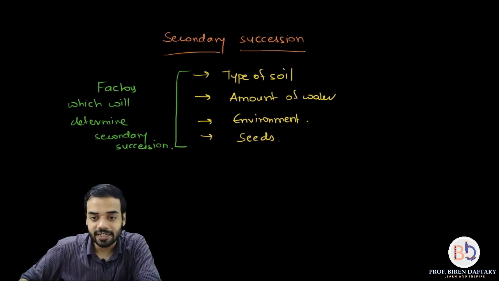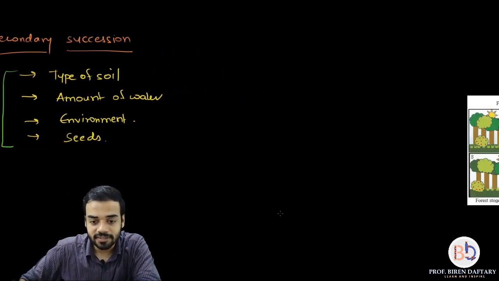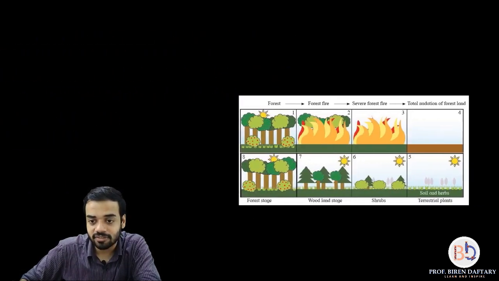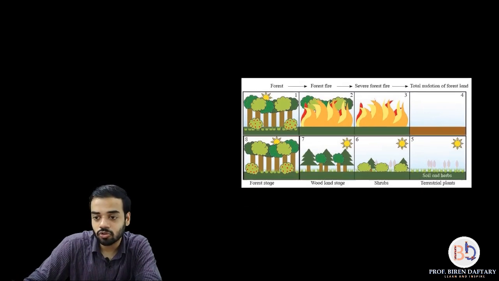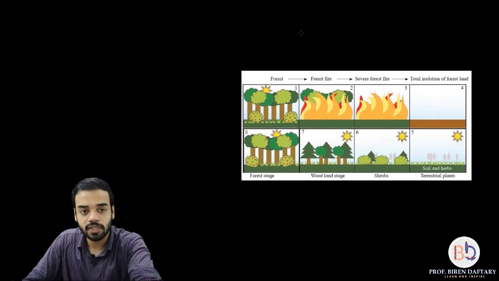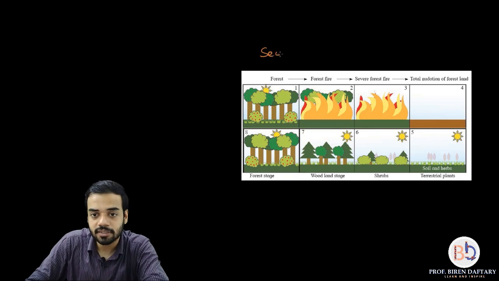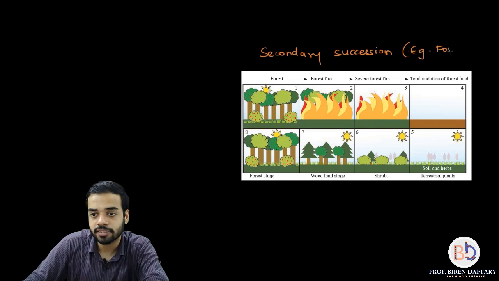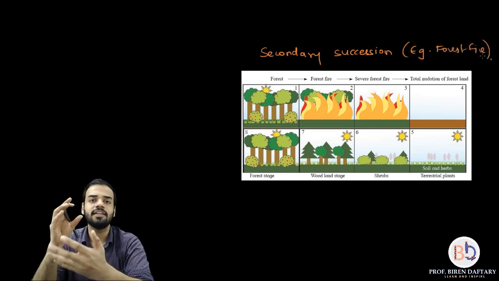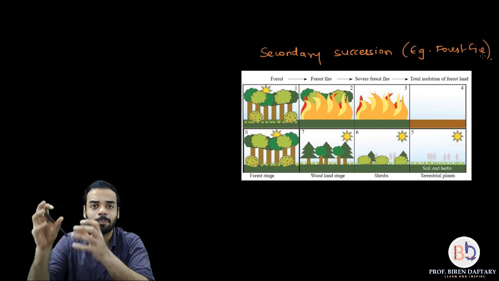So I have added an image over here. Let us understand secondary succession with the help of this diagram. So over here, let me write down the heading. This is the diagram for secondary succession. An example which I have taken is that of forest fire. Now this is a very beautiful diagram explaining secondary succession properly in stages.